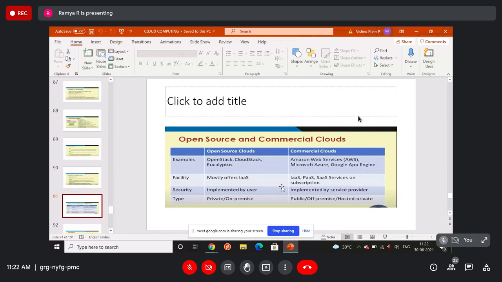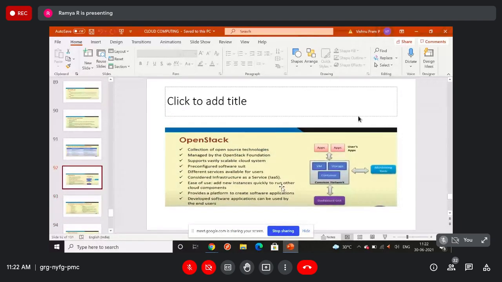on premise. If you are going with the commercial clouds, these provide infrastructure as a service, platform as a service, different things, on a subscription basis and implemented by service providers. And these can be public, off premise, and hosted private.